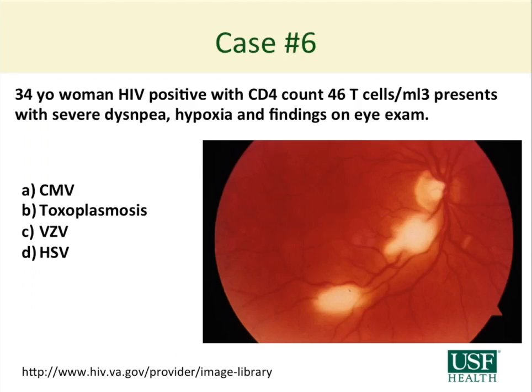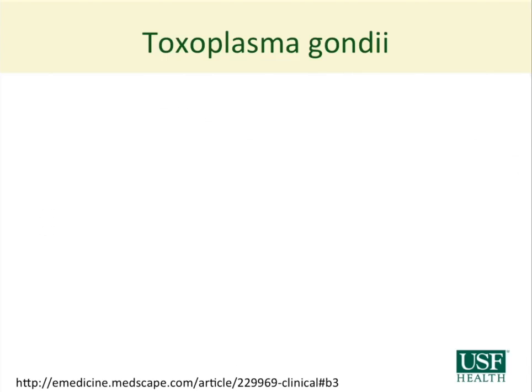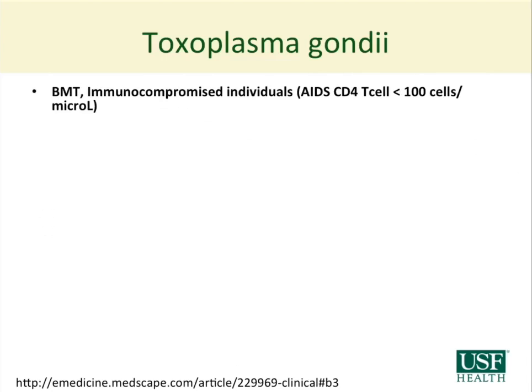Case number 6, you have a 34-year-old lady with HIV, CD4 count of 46, with severe shortness of breath and hypoxia. The eye exam looks kind of like described here, maybe flames, if you will, kind of cotton wool spots and flames. Something you need to know for your ID boards, generally speaking, is eye lesions. So it could be CMV, toxoplasmosis, VZV, HCV. And this was actually toxo, and we see this in immunocompromised individuals.